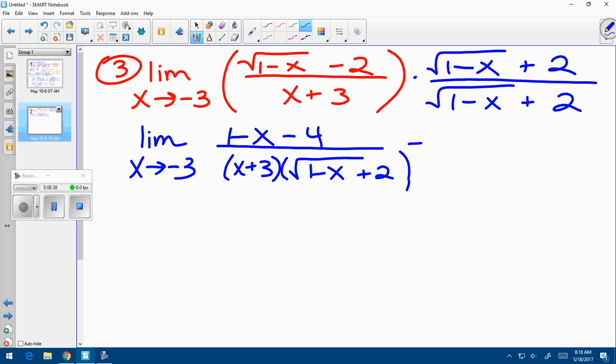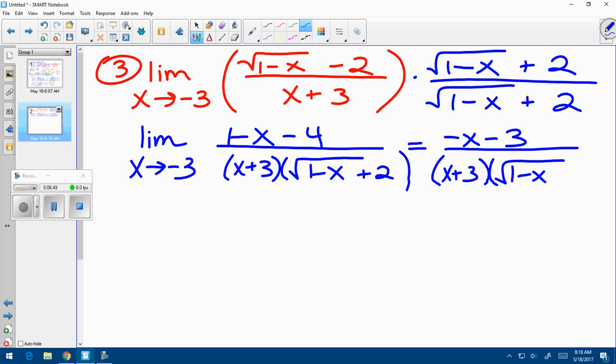So when I clean up the top of this one, what we wind up getting is -x minus 3 in the numerator. Okay? And the denominator is x plus 3 times radical 1 minus x plus 2. So remember, in order for me to evaluate the limit as x approaches -3, at this point when I plug in -3 at the top and bottom, we still get 0 over 0.